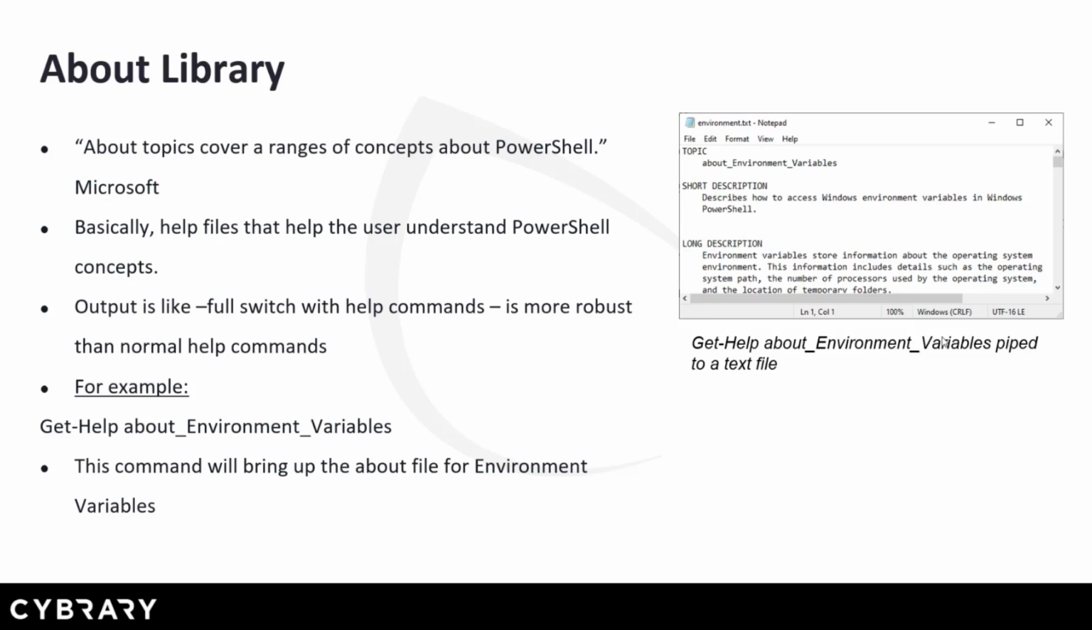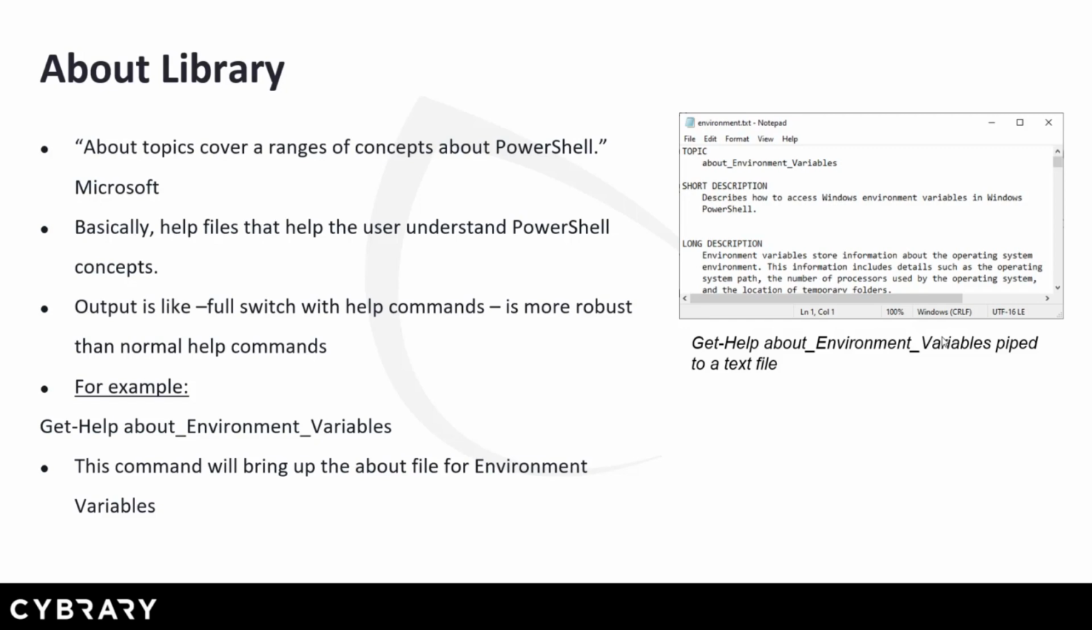For example, if we wanted to get information about environment variables, we would use the get-help space and then list the About file, which is about_environment_variables. Now, something to notice. The About files will always start with about_, so whatever you're looking up will start with about_.